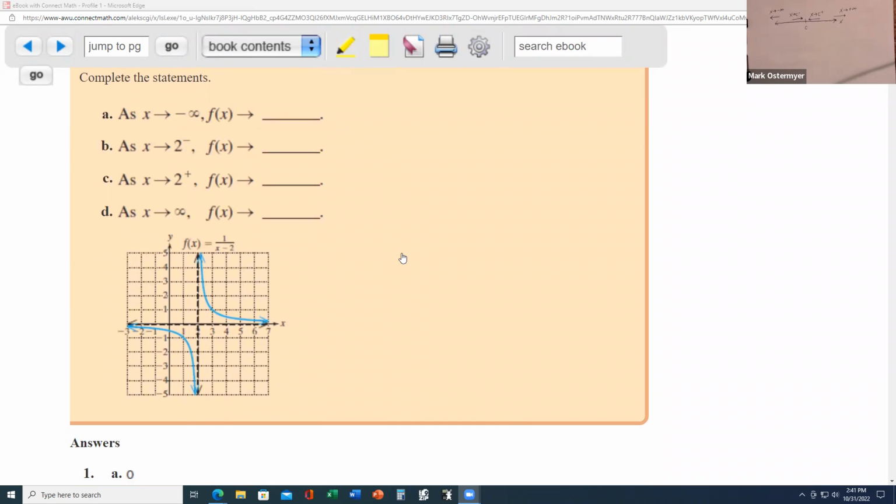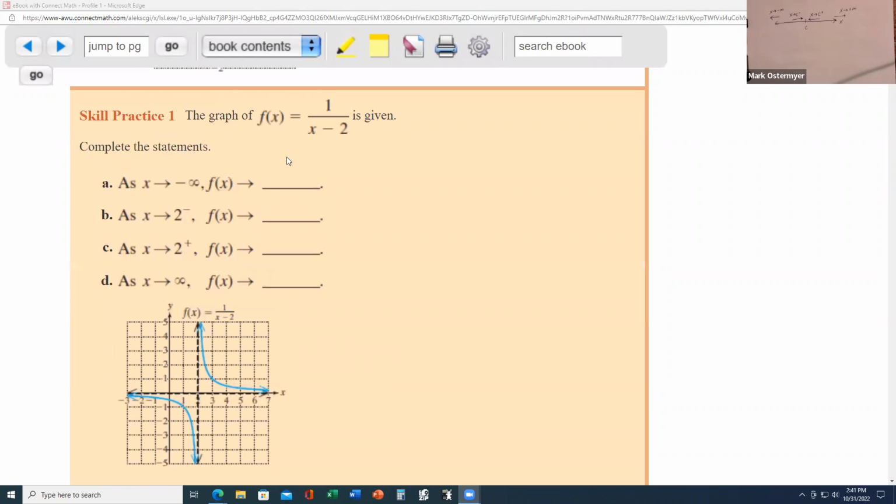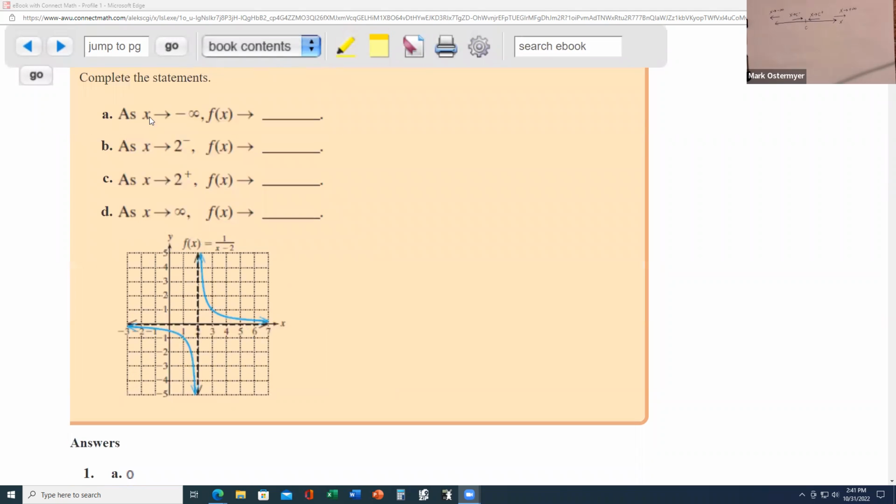Okay, so classwork number 1, ladies and gentlemen, what I want you to do is complete this problem here using the graph of this rational function, 1 over x minus 2. I would like you to complete this notation here, A through D. Go ahead and do that using the graph, okay? Try not to peek at the answers. Let's see what's happening here. I'll give you about a minute to do this, okay? No more than a minute.